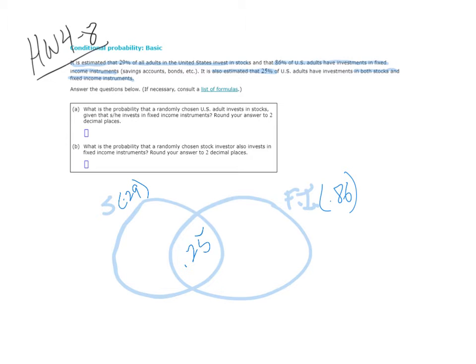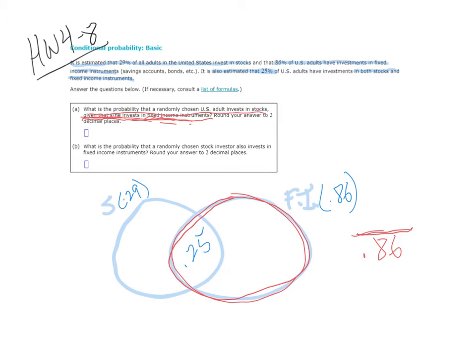So, then I'll read this question here. What's the probability that a randomly chosen U.S. adult invests in stocks given, here we go, given that he or she invests in fixed income? Okay, so when it says given this, that means I'm only going to look right here. This is all I'm looking at. And out of that 86% of the fixed income, what's the probability that they invest in stocks? Well, that's that 25% overlap.